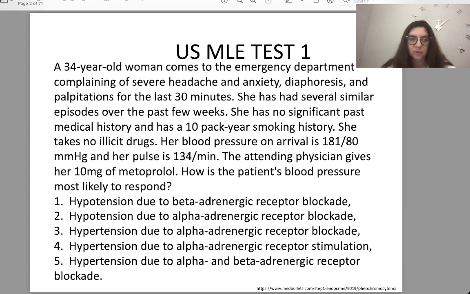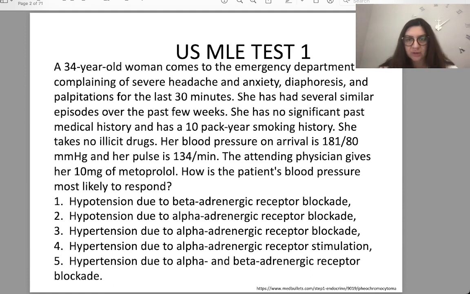And the options. First, hypertension due to beta-adrenergic receptor blockade. Second, hypotension due to alpha-adrenergic receptor blockade. Third, hypertension due to alpha-adrenergic receptor blockade. Fourth, hypertension due to alpha-adrenergic receptor stimulation. And fifth, hypertension due to alpha and beta adrenergic receptor blockade.